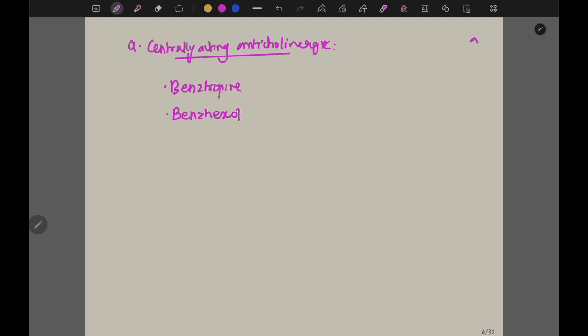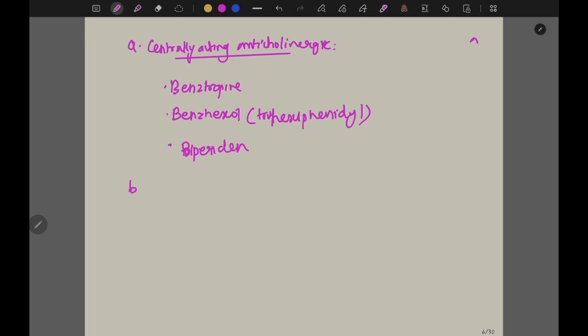Next, which are the drugs that decrease the acetylcholine levels in the brain? Those include centrally acting anticholinergics. We don't need peripheral anticholinergic activity, we only need centrally acting. Those include benztropine, benzhexol, which is also called trihexyphenidyl, and also biperiden. These are the centrally acting anticholinergics.